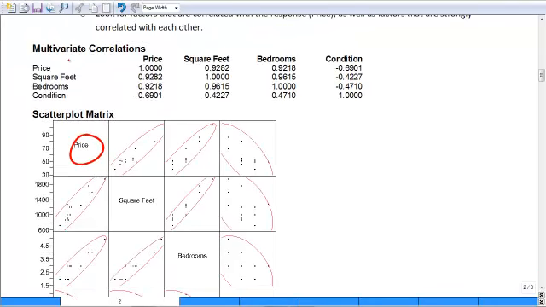Right above the scatter plot matrix, we have a multivariate correlation table, and this gives us the actual correlation coefficients between the different variables. We see that we have strong correlations with price, square feet, and bedrooms, and not quite a strong correlation between price and condition. The strongest correlation in this table is between square feet and bedrooms, 0.96 correlation. These ones represent correlations between variables in themselves. So we consider those to be trivial correlations, and we don't worry about those.